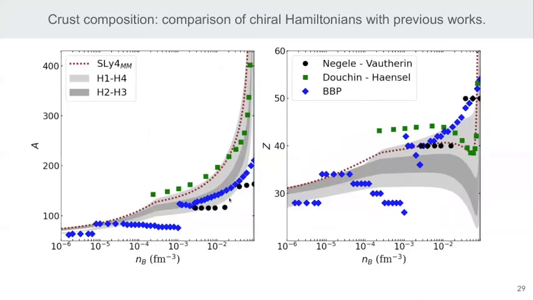Here I can compare again the composition. I just keep now the H1 to 4 and the Icl 4 with some really well-known crust equation of state predictions. And we see here that we are in good agreement with what people predicted before, and we also constrain a bit more, if you think of H2 to 3 here.